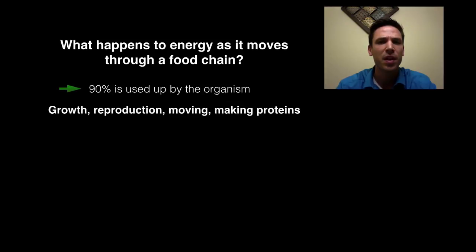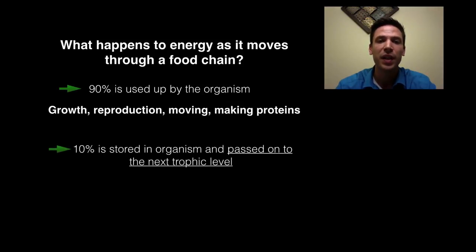But what's happening to that other 10%? 10% is going to get stored in the tissues of that organism, and it's that 10% that gets passed on to the next trophic level. So in ecology, we have what's called the rule of 10, and that just means that 10% of the energy moves from level to level.